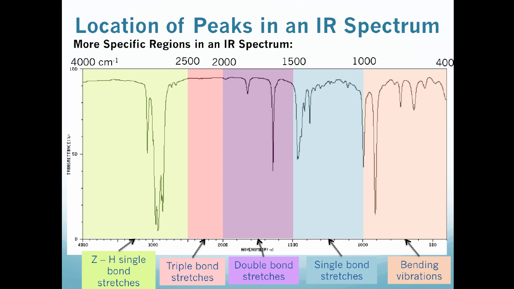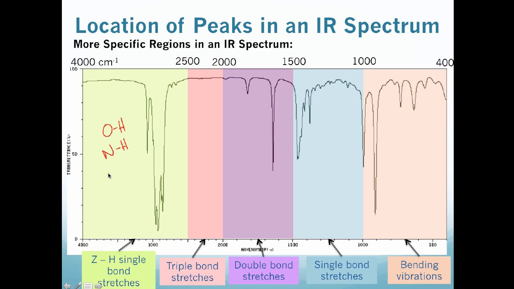Now, further breaking down the regions of an IR spectrum, there are 5 basic regions we can look at here. And this first section, here at about 2,500 to 4,000 wave numbers, is the ZH single bond stretches. So that is something bonded to a hydrogen. So some of the common things that we'll see in this region, we have the OH stretch, so alcohols we'll see here.